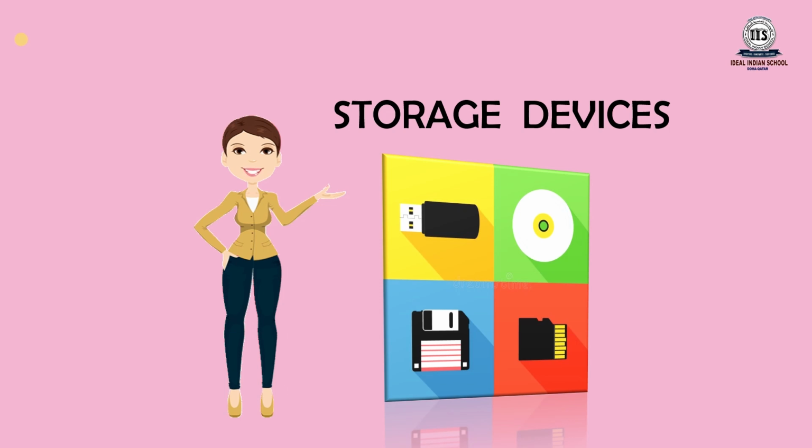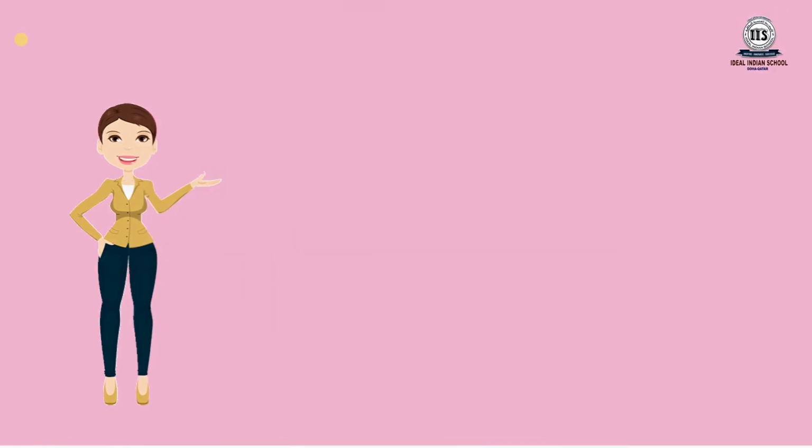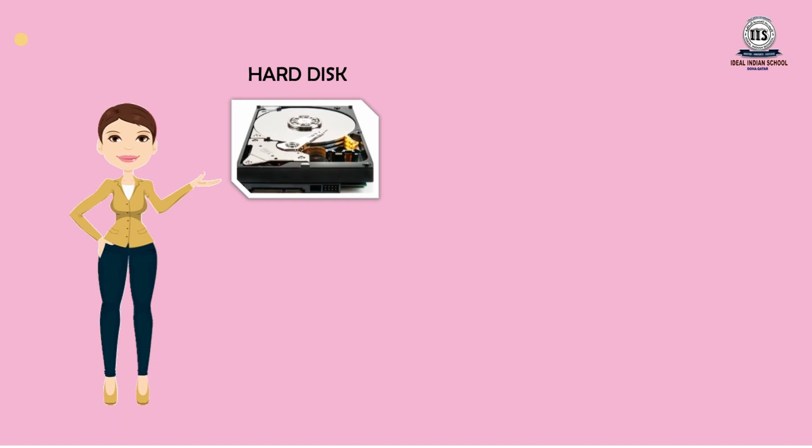Storage devices allow you to save your work for future use. A computer can store your work in different storage devices. Some commonly used storage devices are, let us begin with the hard disk. A hard disk is the main storage device in a computer that can store large amount of data and information at a very fast speed.